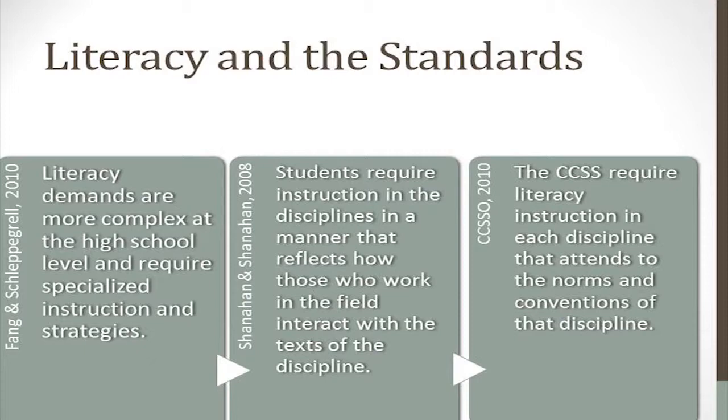Also, students need, as Dr. Shanahan mentioned, and I'm citing his work here, instruction that's specific to the disciplines. And I'll get a little bit more specific about that in a second. And now we have the Common Core State Standards that require that students are attending to the norms and conventions of the disciplines without extremely clearly defining what that means and what that might look like. And so we're going to try and take some of that on today.